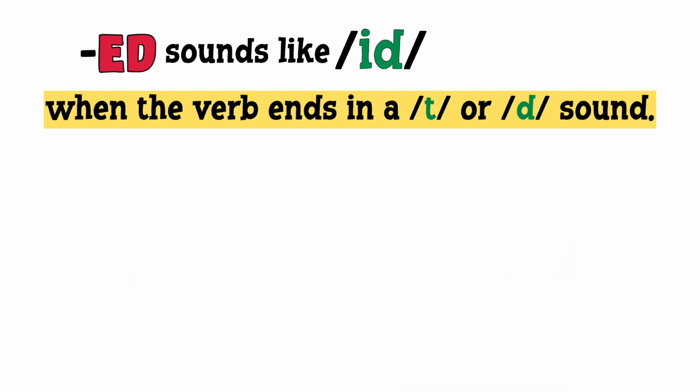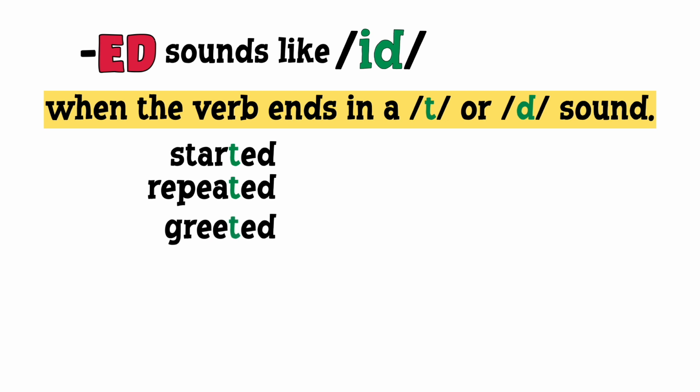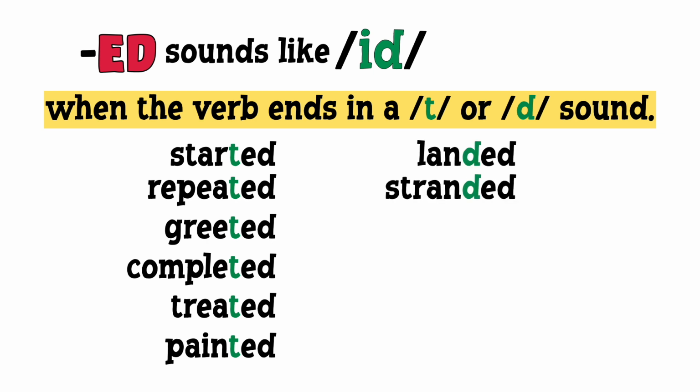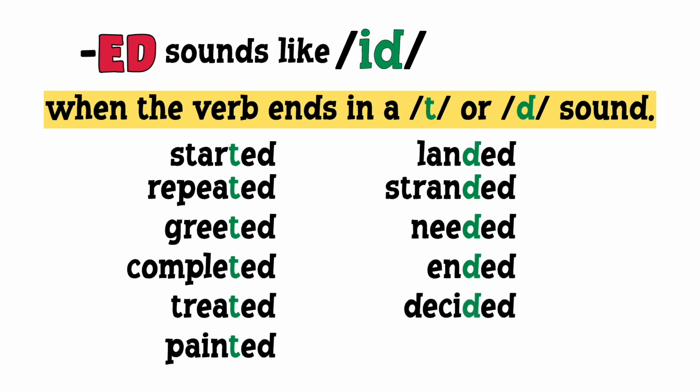Ed sounds like id when the verb ends in a t or d sound. So let's take a look at some examples. Started, repeated, greeted, completed, treated, painted, landed, stranded, needed, ended, decided, and demanded. Did you notice that the verb in each one of those examples ends in either a T with a T sound or a D with a D sound?